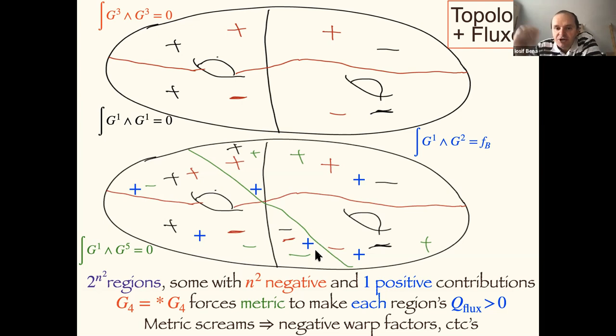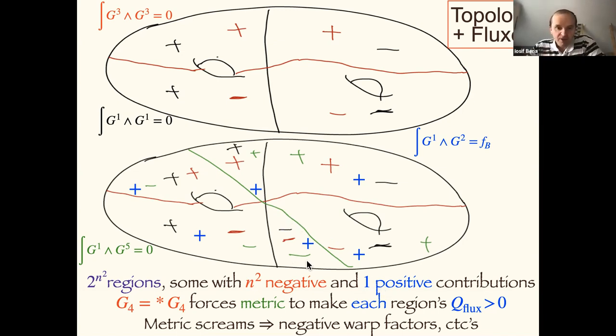But you see, I have some regions where there's a huge negative contribution. I have n squared negative numbers of order 1 and one positive number of order 1. And the metric is going to have to screw things up such that everything is positive everywhere. And that's very, very unlikely.